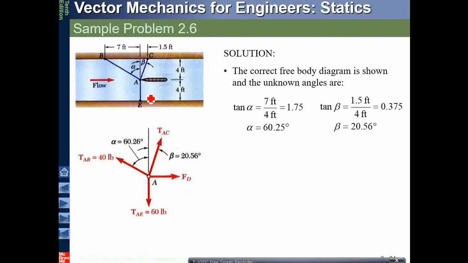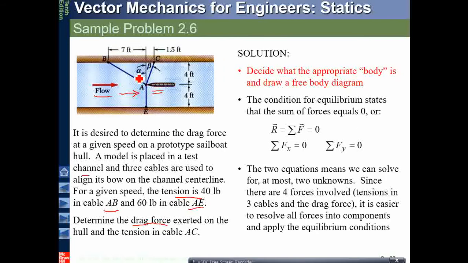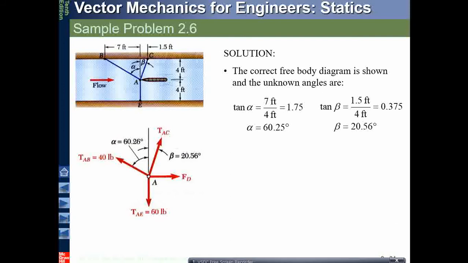The angles have been given here. You can obtain beta, and alpha I think is given in this. Tan alpha can be obtained by using these dimensions, and tan beta can be very easily obtained by using these dimensions. So you get alpha and beta here.